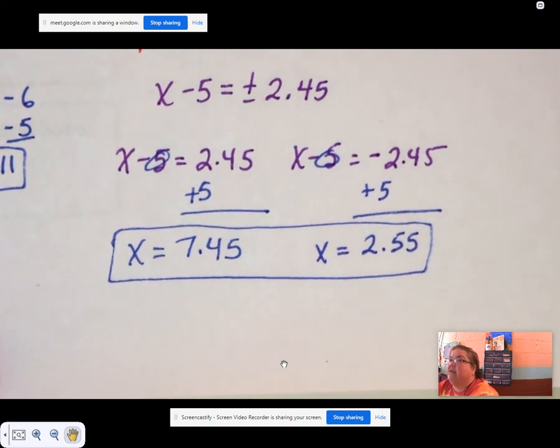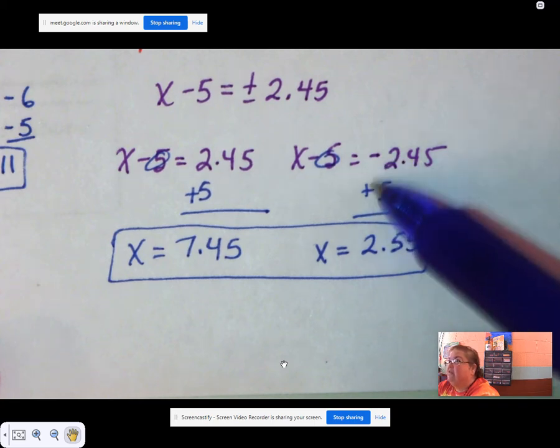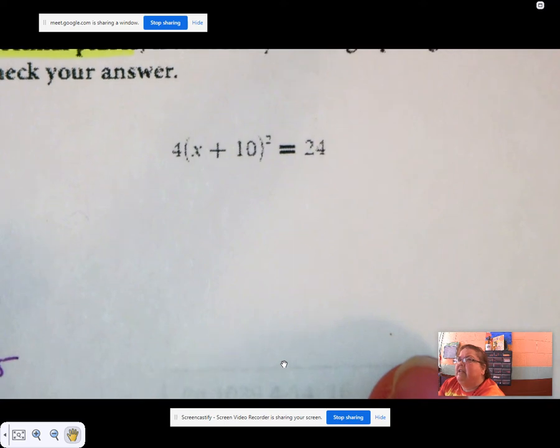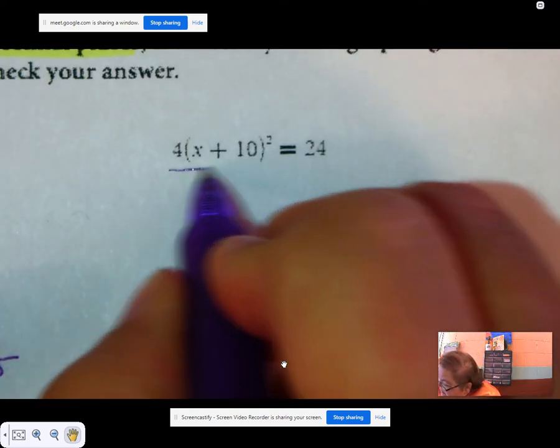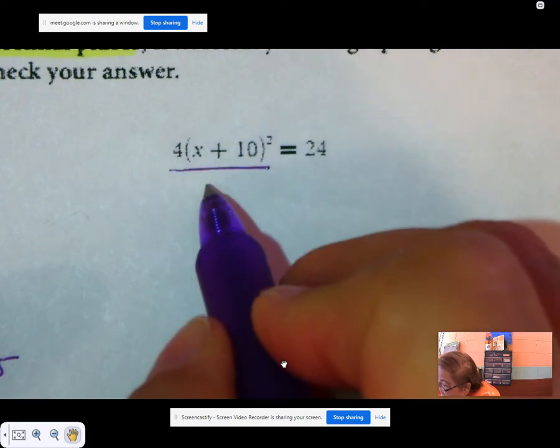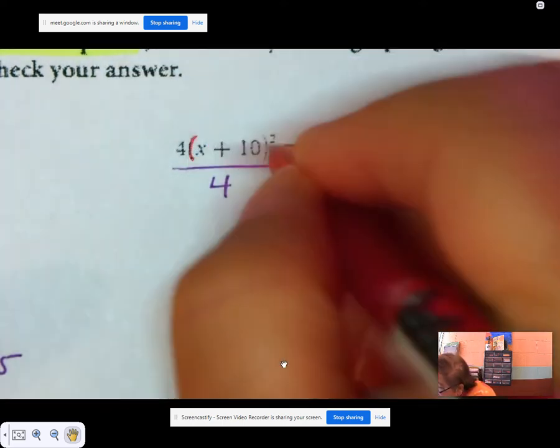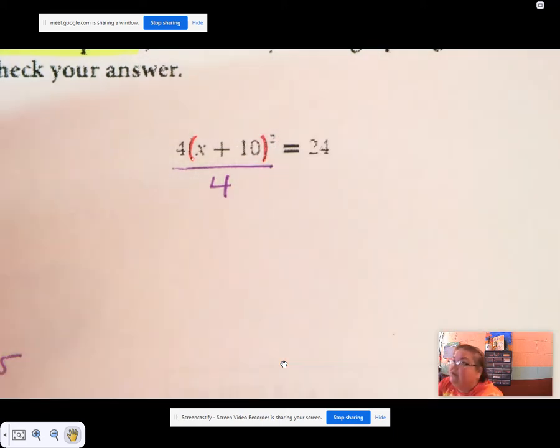Questions about the process? Make sure you're typing these in to get those correct, because you're subtracting them. Go to my third example. What would I need to do first? Divide by 4 to get rid of it. Because remember, here are my parentheses, and I have to isolate that square, and that's the way to do it.